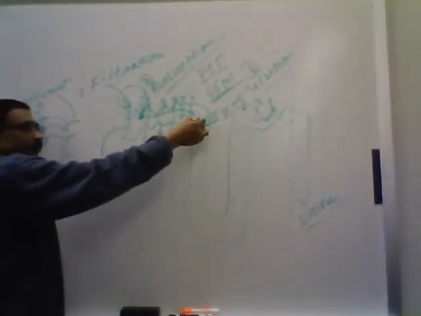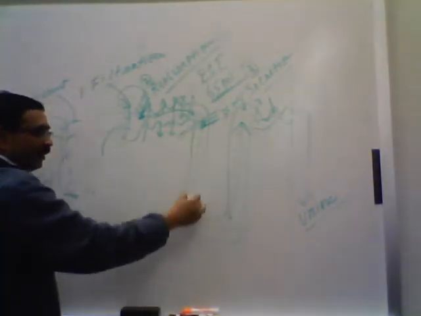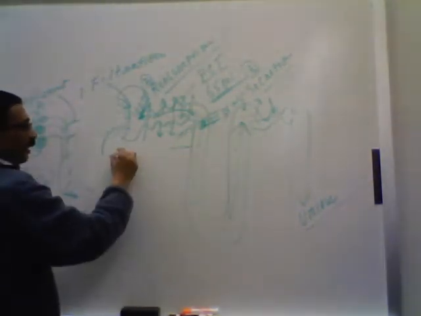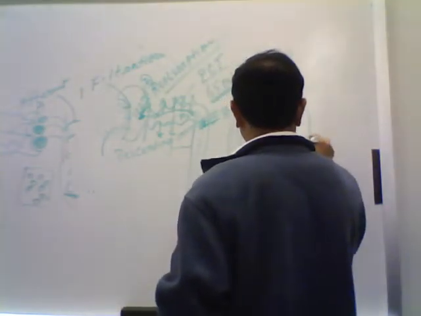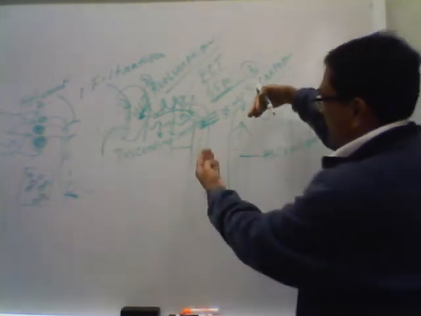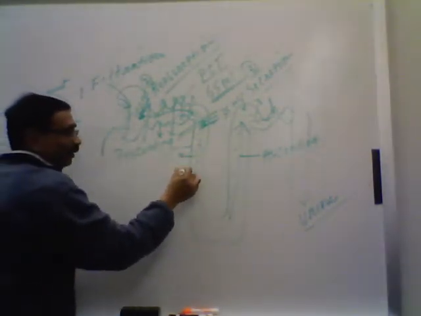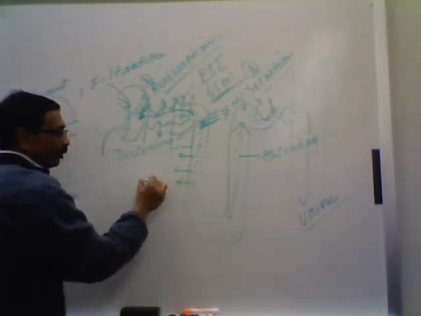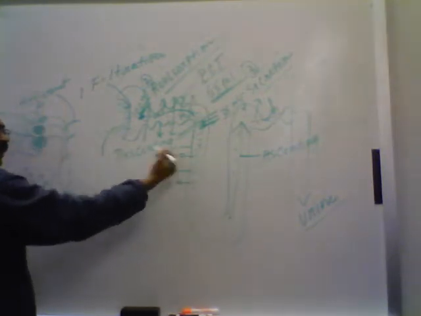And now the fluid will start to move down to the descending limb of loop of Henle. This is the descending limb. This is the ascending limb. So loop of Henle has two limbs. This is the descending and this is the ascending limb. Okay, two limbs. When the fluid will go down through the descending limb of loop of Henle, here only the water will be reabsorbed. Only who? Water will be taken back into the body.